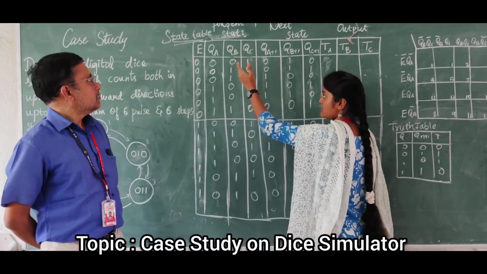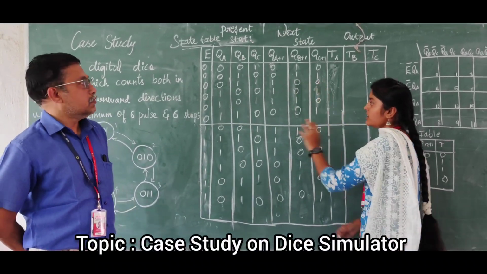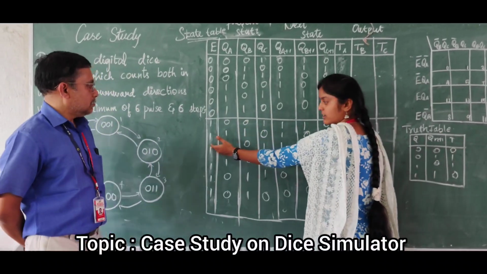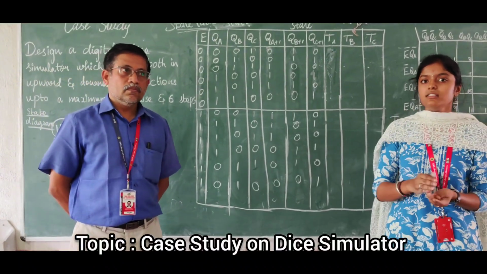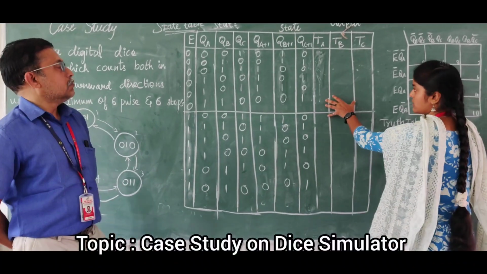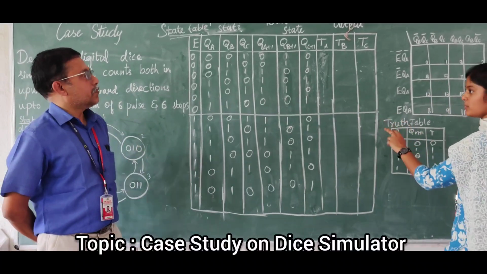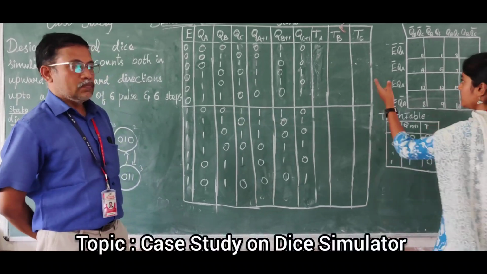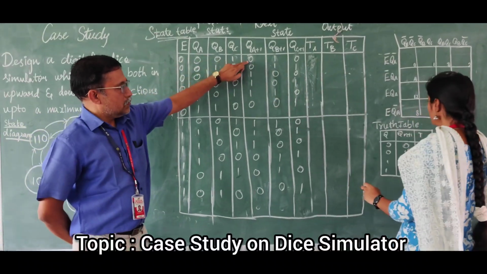The present state contains QA, and the next state contains QA+1, QB+1, QC+1. These are the binary values for three flip-flops. We are given an enable input because the die contains the numbers 1 to 6 and the numbers repeat. By this truth table, we are going to solve this. Q is QA and Qn+1 is QA+1. This is called the present state, this one is the next state, and this one is the output TA, TB, TC.